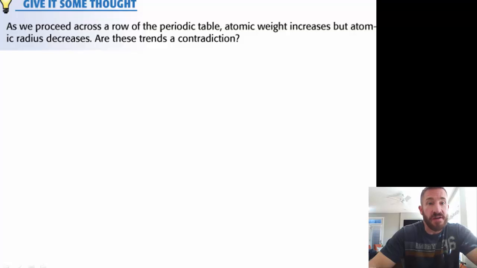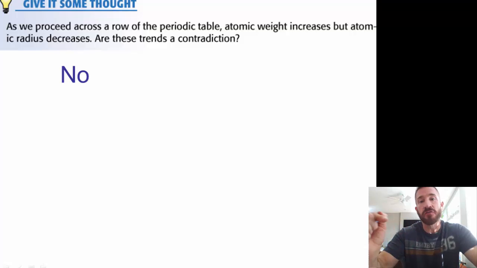As we proceed across the row of the periodic table, the atom actually gets heavier, but the atom actually gets smaller. Are these terms a contradiction? Hopefully you'd say no, because you realize what's happening. The atomic weight is different from size. Atomic weight is basically in the nucleus. Size is based on the electron cloud.